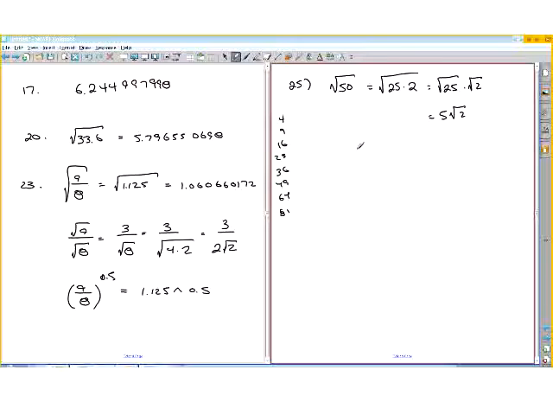And if you plug in both of them, you'll get 7.07106, etc.